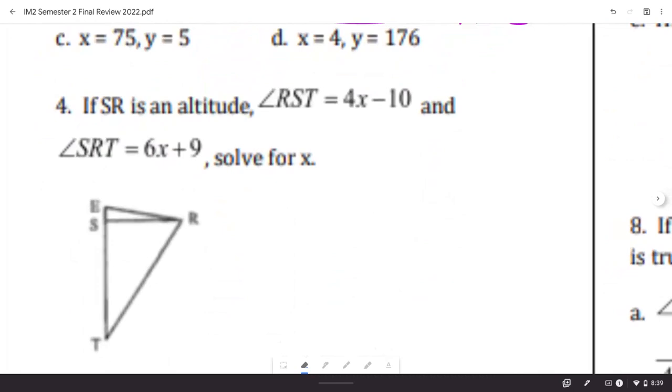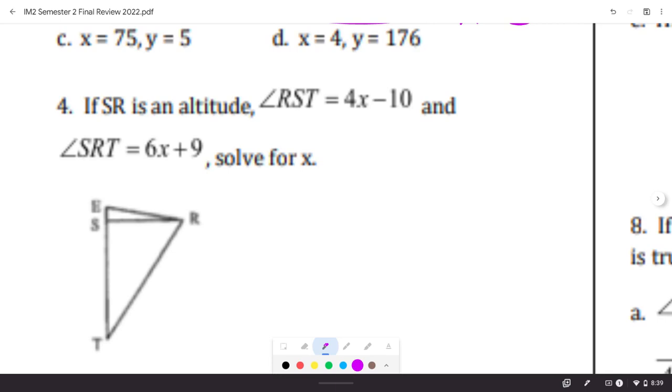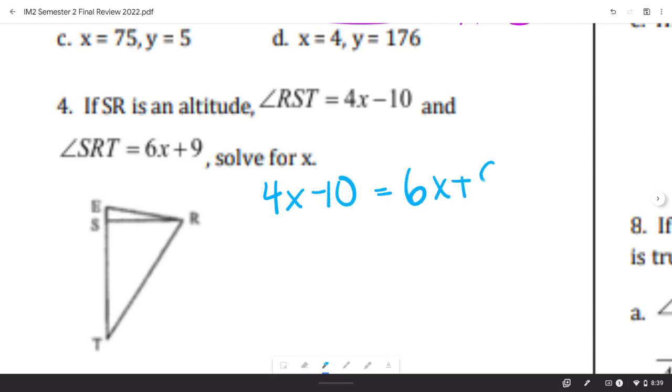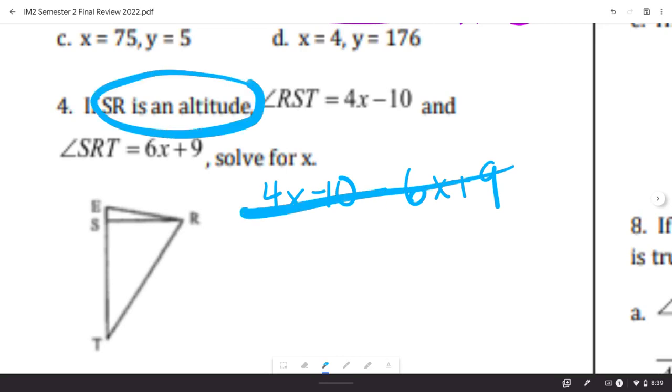All right, so this one is more of a conceptual question because automatically you might be like, okay, well, 4x minus 10 equals 6x plus 9, okay? But that would be wrong, okay? Now let's look why that's wrong. Altitude means you've got 90 degrees. So SR is an altitude, that means you've got 90 degrees right there, okay?